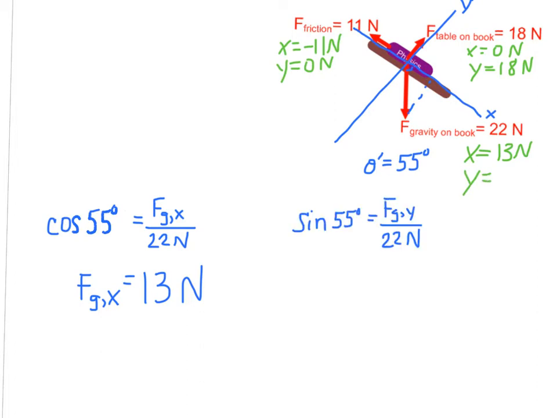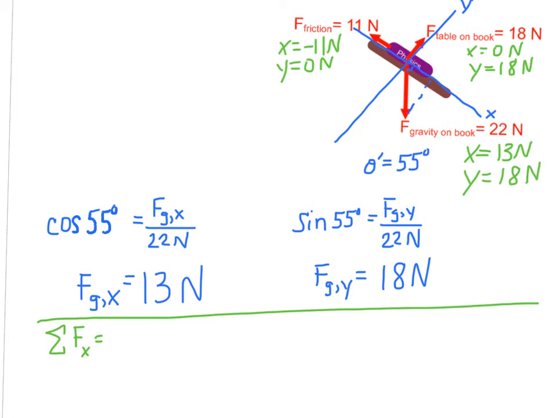I know that the sine of theta of 55 degrees is going to be equal to the force of gravity in the y direction divided by 22 newtons. So my force of gravity in that y direction is equal to 18 newtons. And I'm just going to go ahead and write down the y component of this vector is 18 newtons.